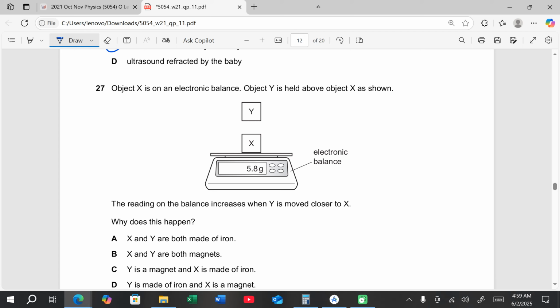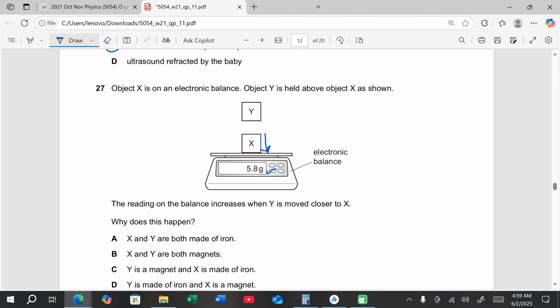An object X is on a balance, and the object Y is held above X. The reading of the balance increases when Y is moved closer to X. Why does this happen? If Y is moved closer to X and it repels X, it is going to apply more force, so the balance reading will increase. So it means a repulsion.